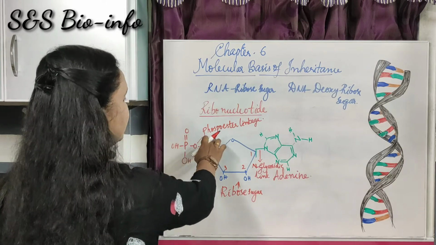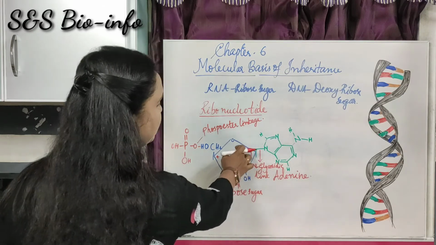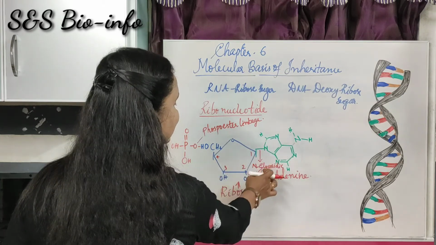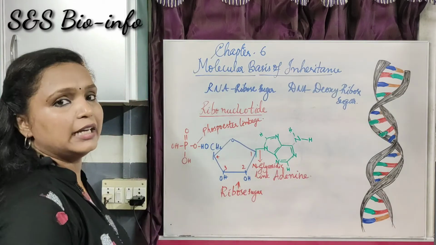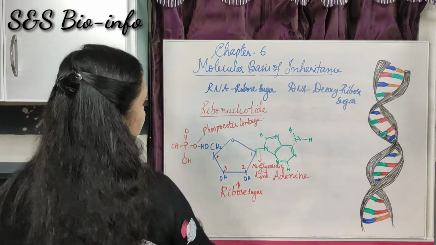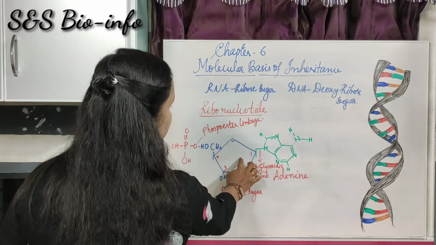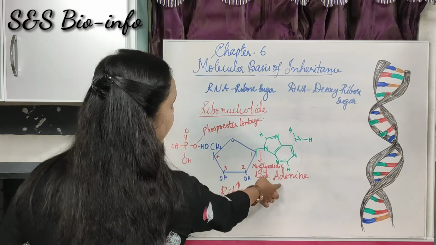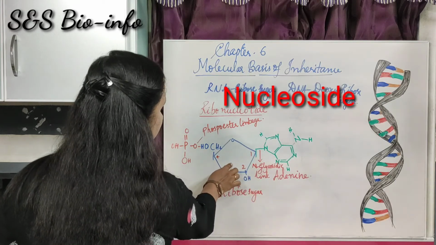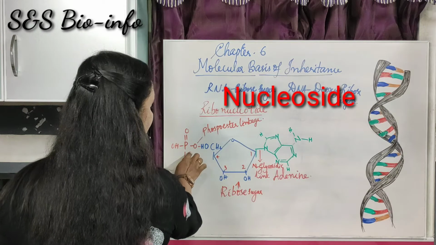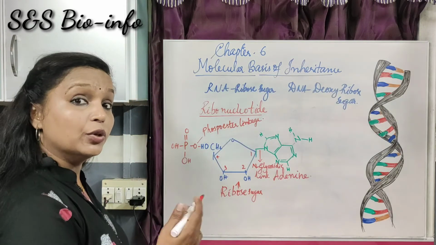Okay, the link between the hydroxy group of the fifth carbon atom and the hydroxy group of the phosphate group is phosphoester linkage. The link between the first carbon atom of the pentose sugar and the nitrogen base is the N-glycosidic link or N-glycosidic linkage. Here, the nitrogen base along with the pentose sugar is known as adenosine. Adenine with sugar, adenosine. It is a nucleoside. This nucleoside is attached with the phosphate group by means of phosphoester linkage. Then it is called a nucleotide.